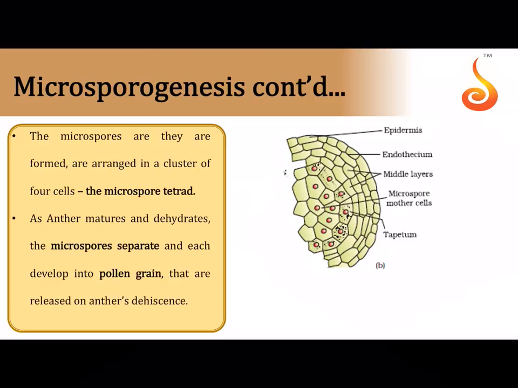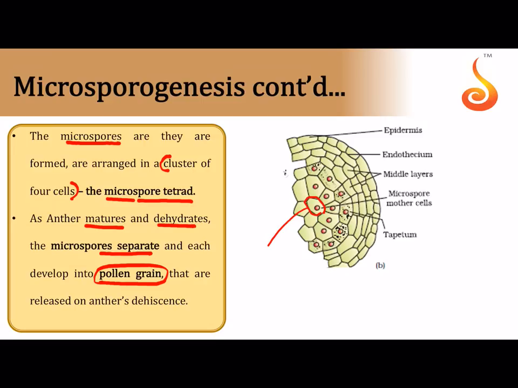microsporogenesis. See, I told you that the microspores that are formed are arranged in a cluster of 4. What are they called? A microspore tetrad. As the anther matures and dehydrates, the microspores separate. Each microspore matures into what? They mature into a pollen grain. So once again, I'm going to show you here.